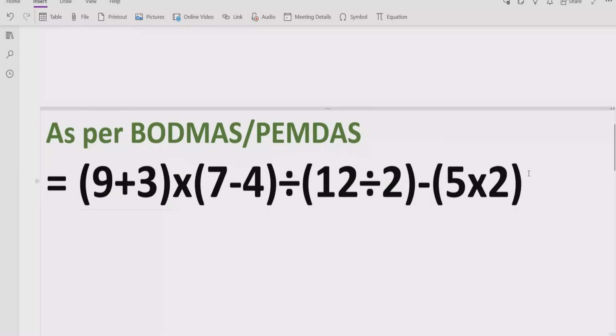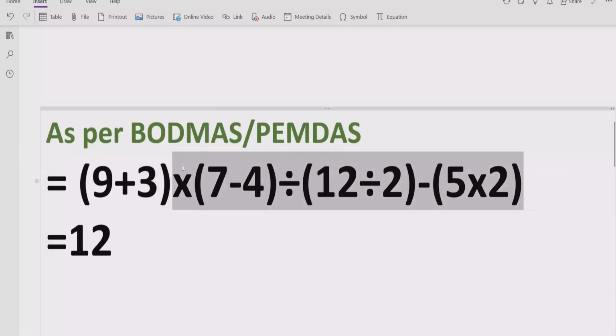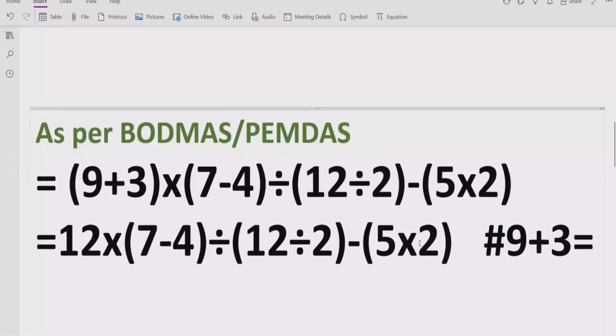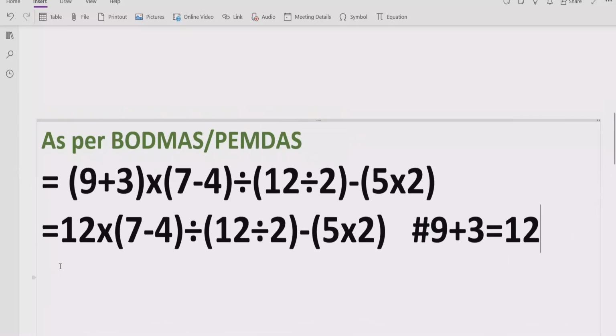So we will see the first bracket after solving it: 9 plus 3, which equals 12. And the other things we will write as they are, because we can solve each bracket in one step, but here we will follow each step so that you can understand how you can solve this expression. So 9 plus 3 equals 12. Okay, now we have solved this one. Now we have to solve the other bracket, which is this one. So this one we will solve.